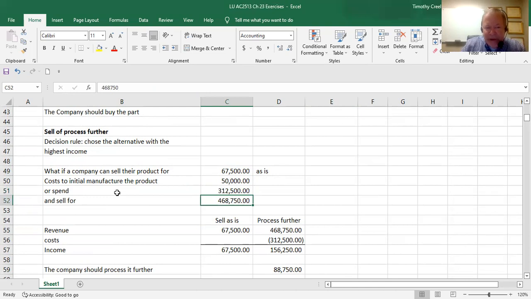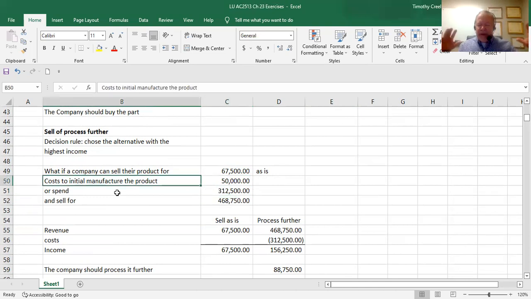for 468,750. Now, whatever was spent to initially develop the product, to take it to the point where you can sell as is, or spend more money, develop it further, and sell it at a higher price, is not part of the equation. The reason is that this is a sunk cost. This is money that's already been spent, and it does not matter in the equation because it would be a part of your cost whether you sell as is or process further. It's not an incremental cost of either side, and it doesn't factor into the decision.